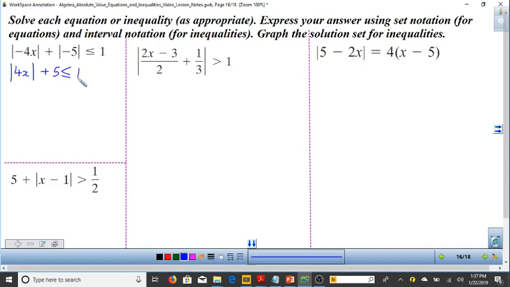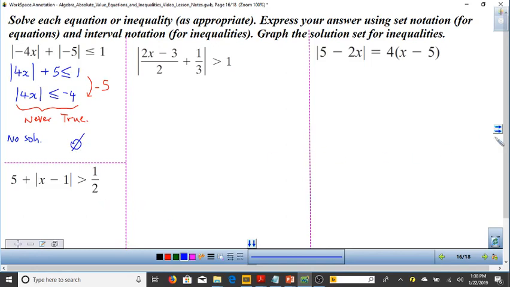And then we have less than or equal to 1. We isolate the absolute value. The absolute value of 4x is less than or equal to negative 4, and that's because I subtracted 5 from both sides. But an absolute value is never equal to a negative, never less than a negative. This statement is never true. An absolute value is never equal to a negative and is never less than a negative. So that means this inequality has no solution. And of course, you write no solution with a circle with a slash through it.